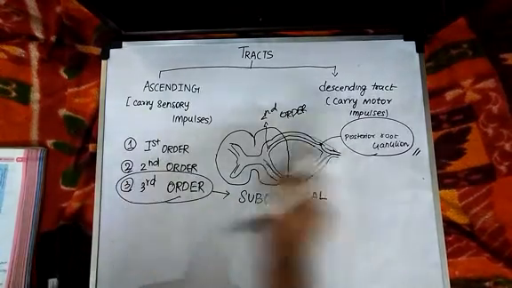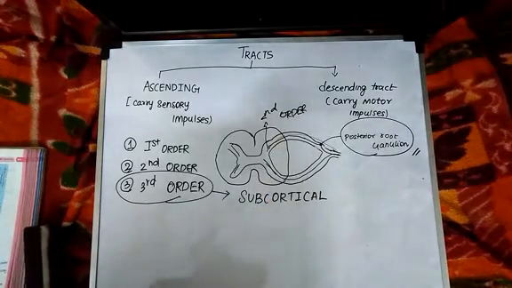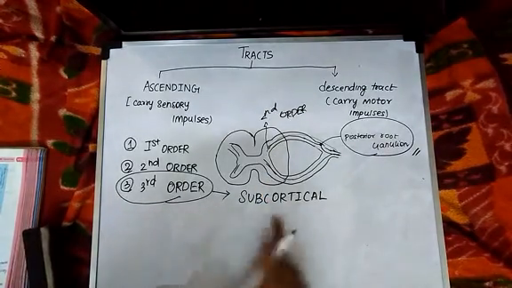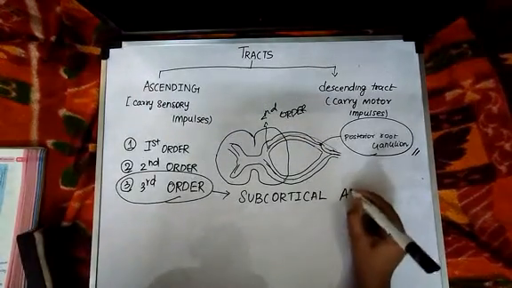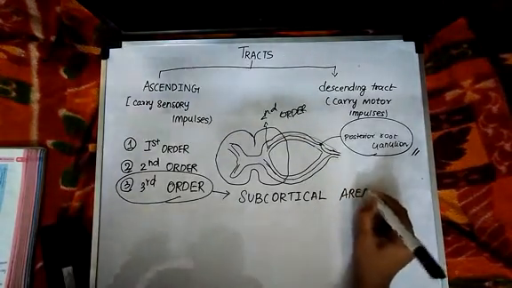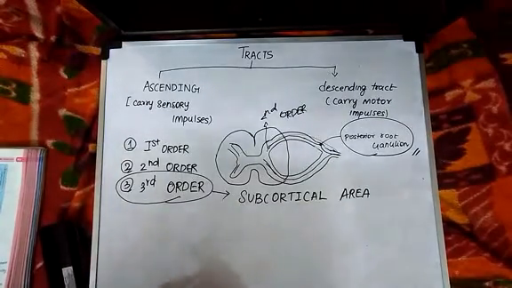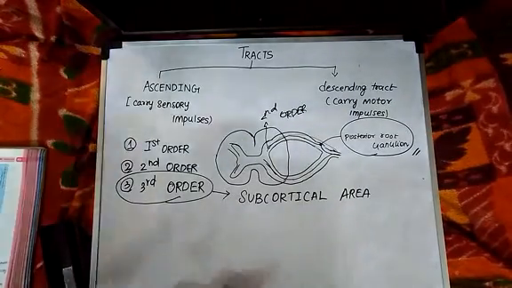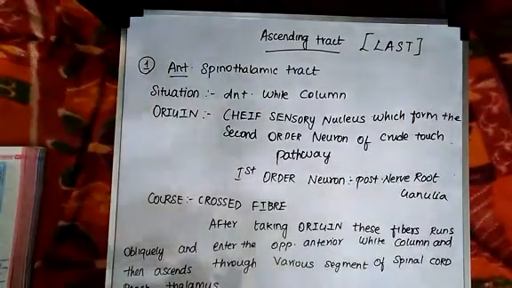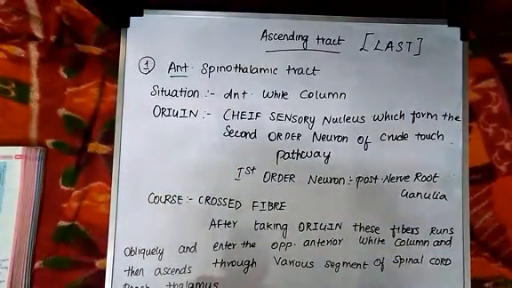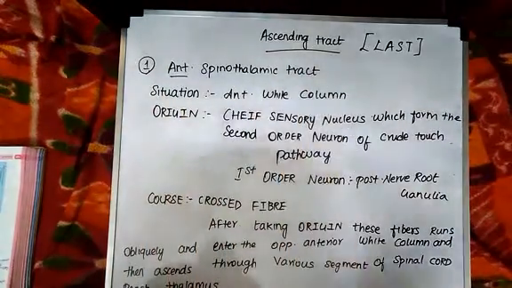So first order neuron is the posterior root ganglion, second order neuron is the posterior grey horn, and third order neuron is in the subcortical area. Today I am going to teach you two tracts of the spinal cord. Tomorrow I will post all the remaining ascending tracts of the spinal cord. I said I'm going to teach you today the two ascending tracts of the spinal cord. So first is the anterior spinothalamic tract.